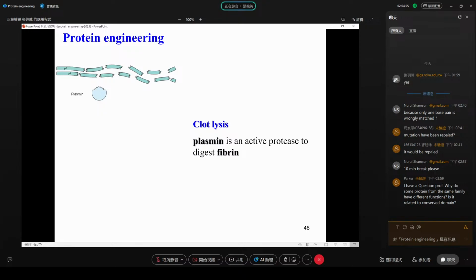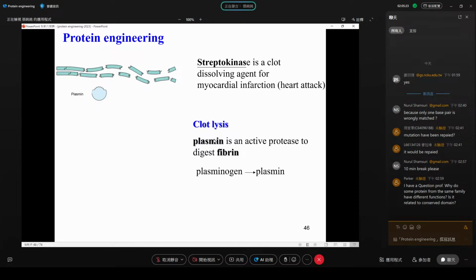But this kind of plasmin, what is that? It's an active protease. This kind of blood thinner is an active protease. Theoretically, it will digest fibrin quickly. But later on, we'll see some kind of problem here. Plasmin needs to be activated from plasminogen. So after self-digestion, it becomes the active form of plasmin.